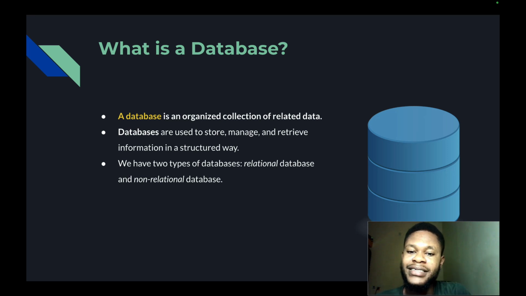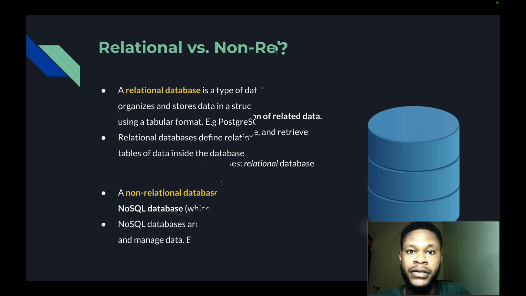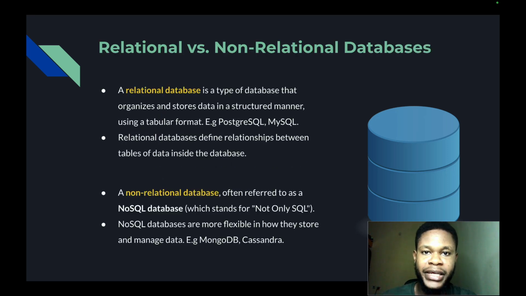So a database is basically an organized collection of related data, and we use it to store, manage and retrieve information in a structured way, just like in the analogy I gave earlier. When you log in, you can retrieve the data that's been stored. If it's your comments, you can see it. So we have two types of databases. We have relational database and non-relational database. So what is a relational database?